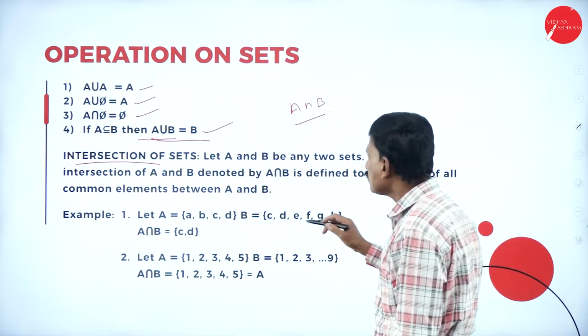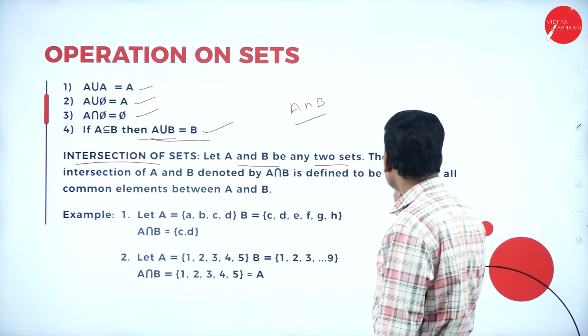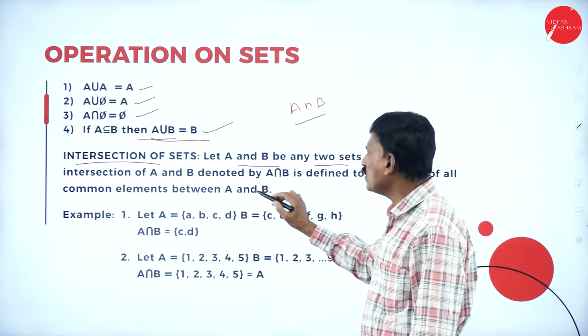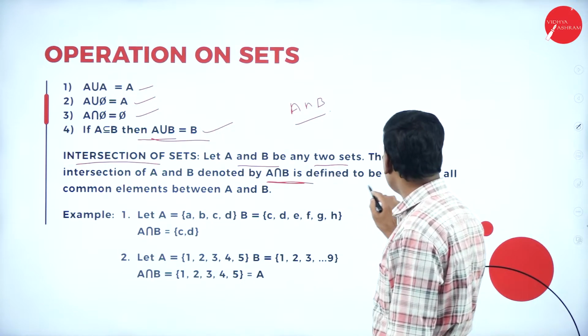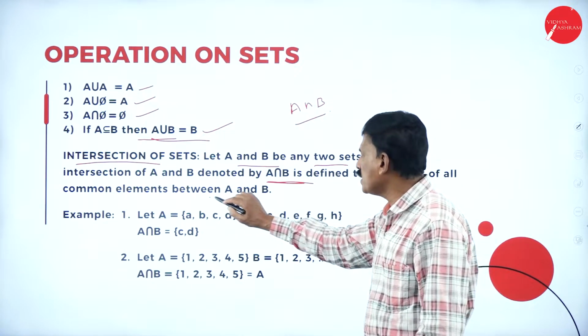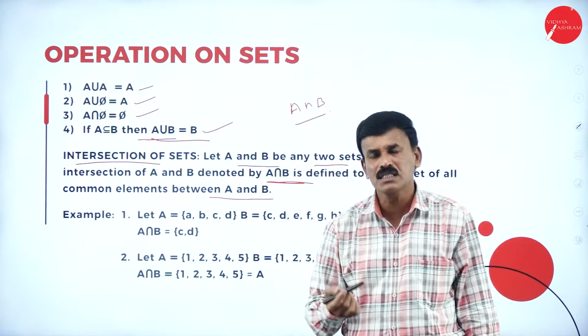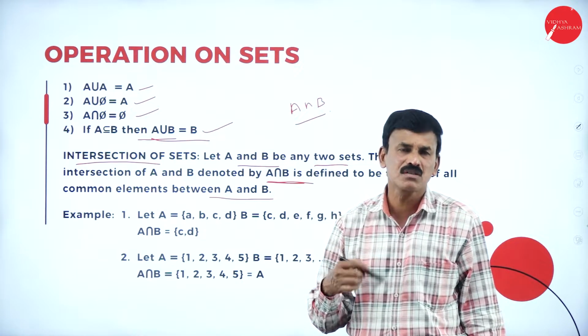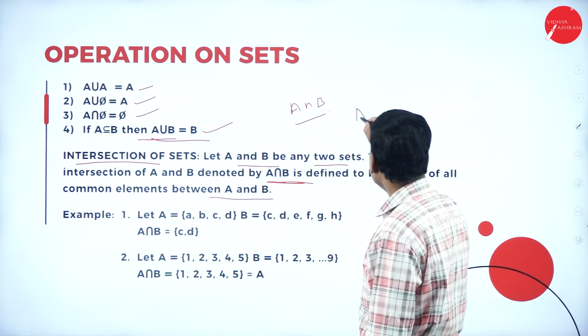So here, let A and B be any two sets. If A and B are any two sets, then the intersection of A and B is denoted as A intersection B and is defined as the set of all common elements belonging to A and B. The set of all common elements which belong to A and B is called the intersection of the two sets. So, that is nothing but A intersection B.